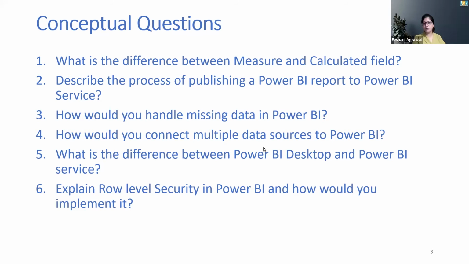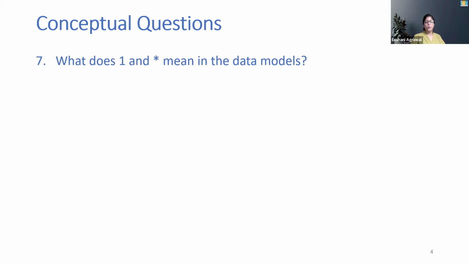Danish, got an easy one, Danish. What does one and asterisk mean in data models? While Danish takes care of the mic, Darshan, can you answer? Yeah, ma'am. In the data models, the one represents a one-to-one relationship between the tables, while asterisk represents a one-to-many or many-to-one relationship between tables.